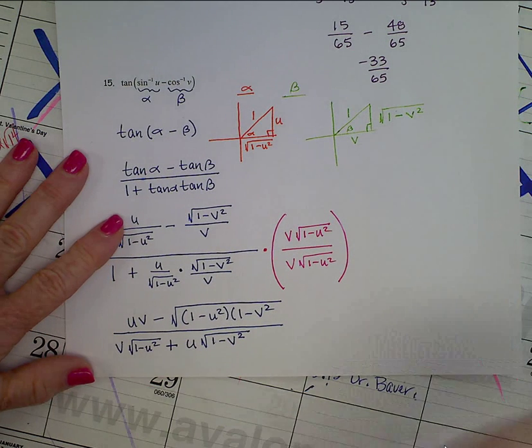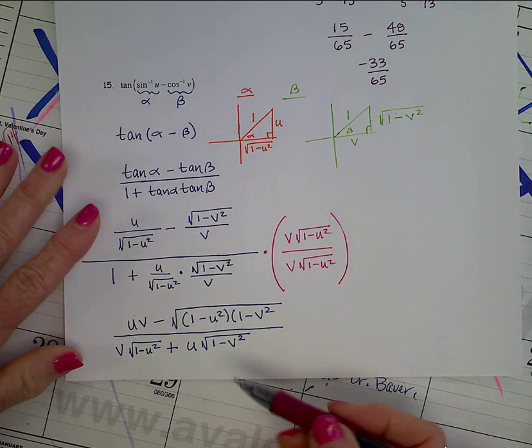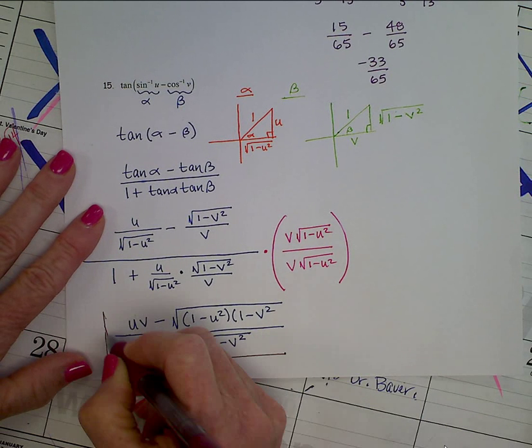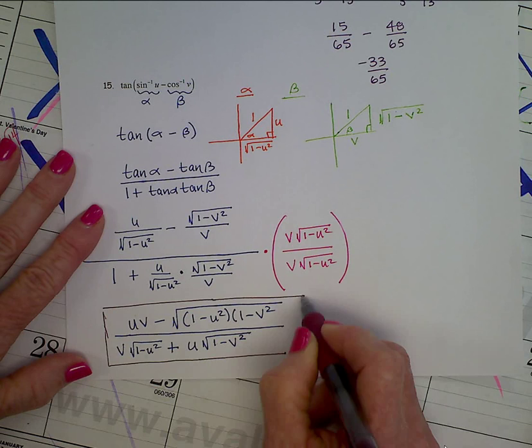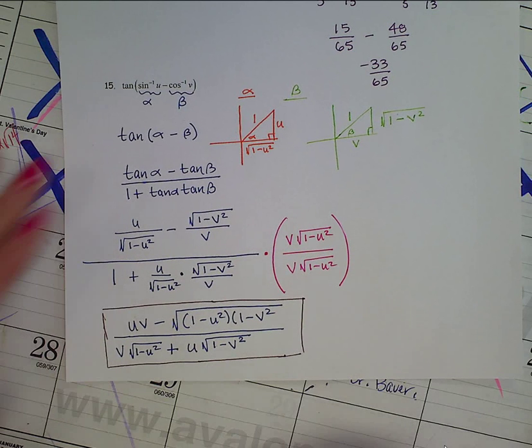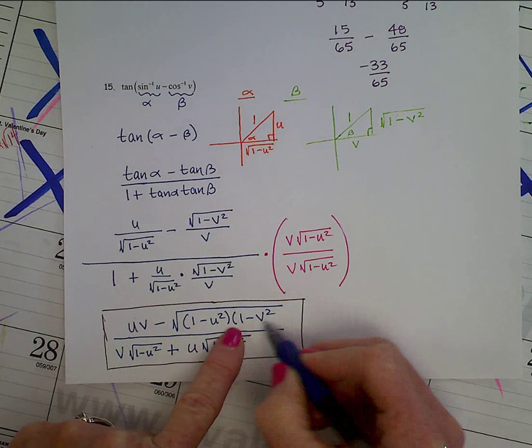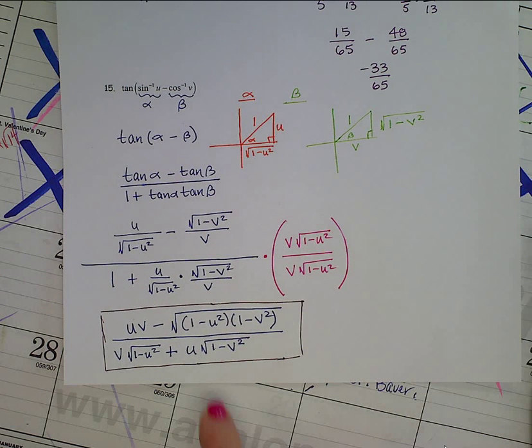Alright, please give a huge sigh of relief, because I am not going to make you rationalize that denominator. It's ugly, but you are done right there. Ooh, I think I lost a parenthesis right here. Yep. You are done right there.